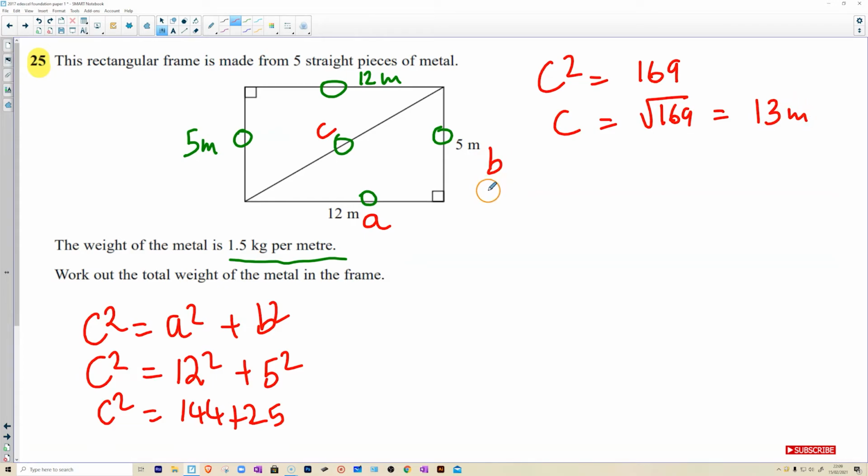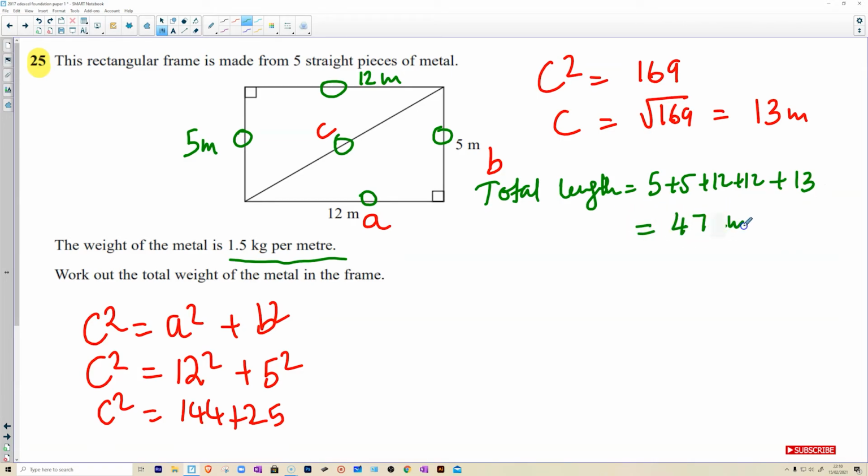Now we have got the total length for this frame. So total length is equal to 5 plus 5 plus 12 plus 12, and then plus the 13. So 5 plus 5 is 10, plus 12 is 22, plus 12 is 34, plus 13 is 47. So the total length is 47 meters.